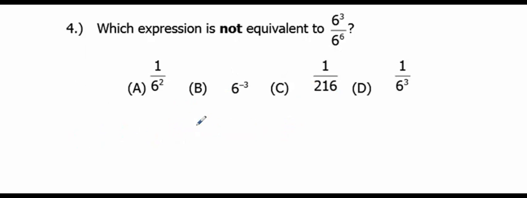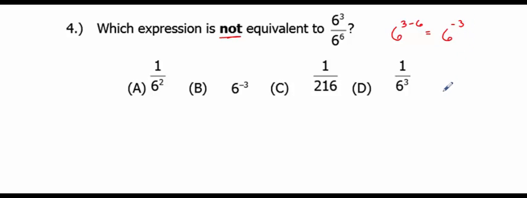Okay, let's look at this example here. It says, which expression is not equivalent to 6 to the 3rd divided by 6 to the 6th? First of all, I would like to know what is 6 to the 3rd divided by 6 to the 6th. So if I were to figure that out, I would say, well, because I'm dividing equal bases, I am going to subtract exponents. This becomes 6 to the 3 minus 6, which hopefully we know is 6 to the negative 3rd.